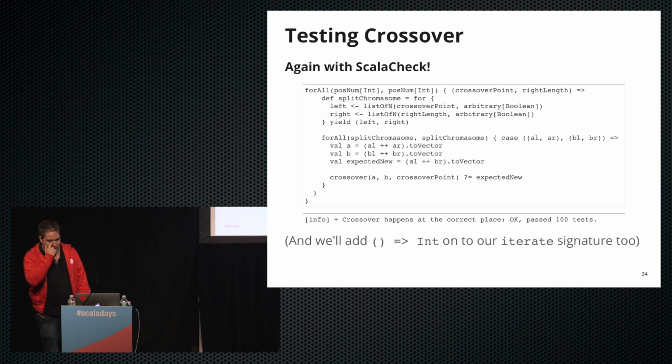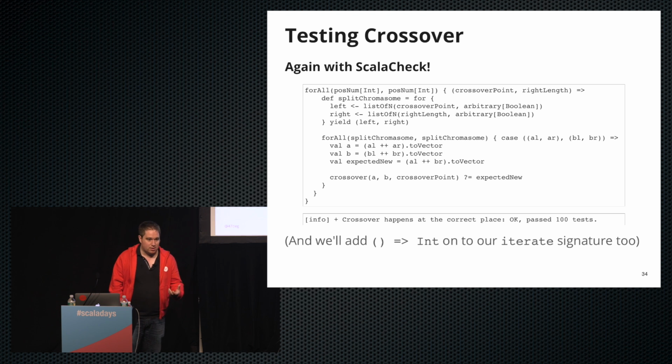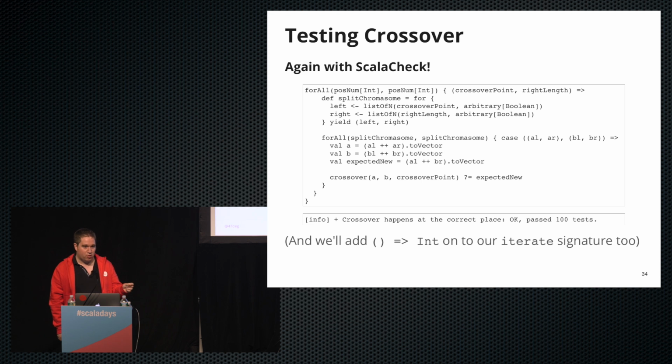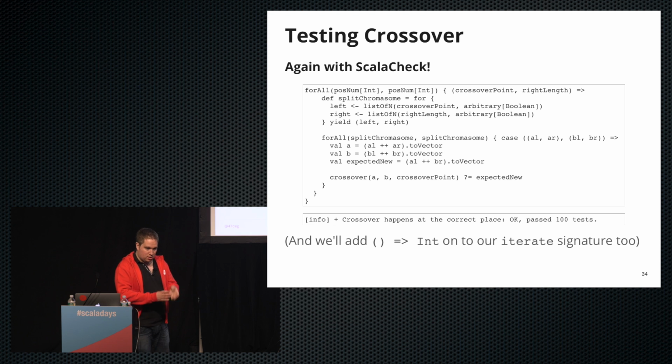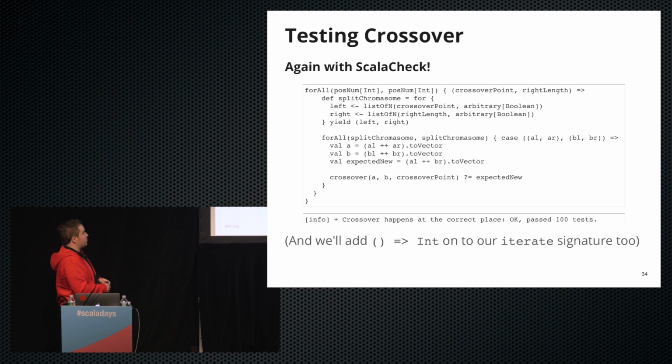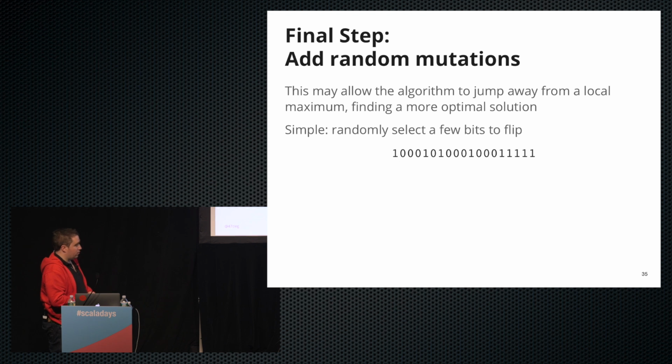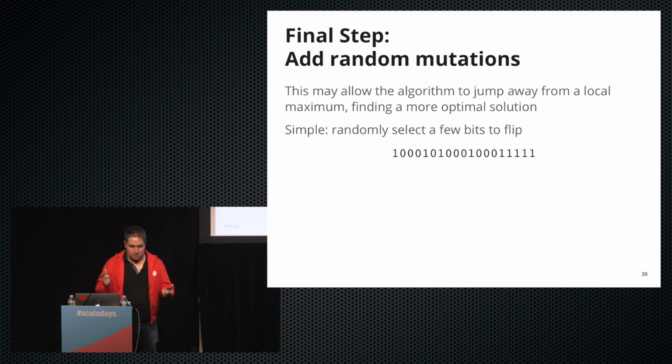And again, like the aside I said before, we need to add a new function onto our iterate method because now we need to have a little bit more control over where our crossover point is. So when we're testing it, we might want to provide a string of integers to test where that happens. But then again, when it comes to our full application code, we can just put in the random next integer value. And then finally, there's one more thing we need to do, and that's random mutations. And what we want to do here is take our string and in a few places just flip the bits.